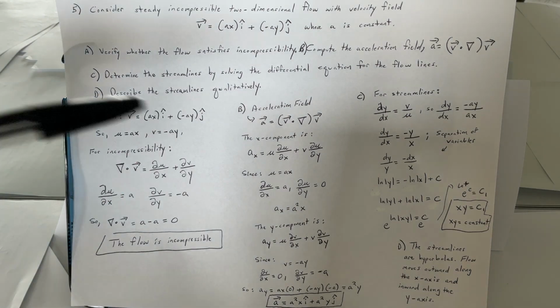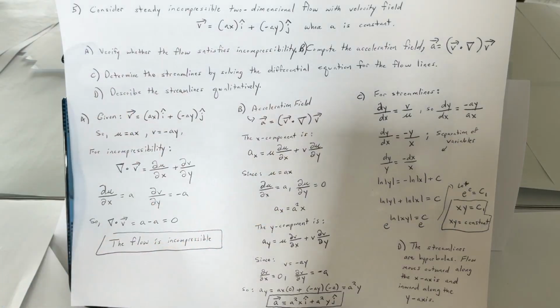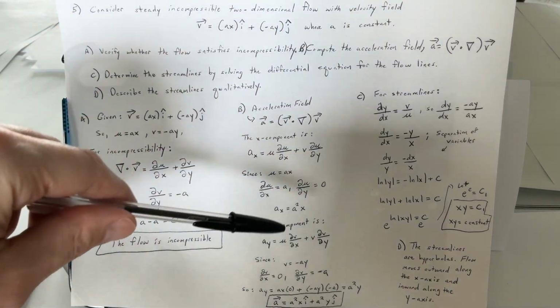So the product of x and y is going to equal a constant for the differential equation for the flow lines. So we determine the streamlines by solving the differential equation for the flow line. So there we go, xy equals a constant, c.